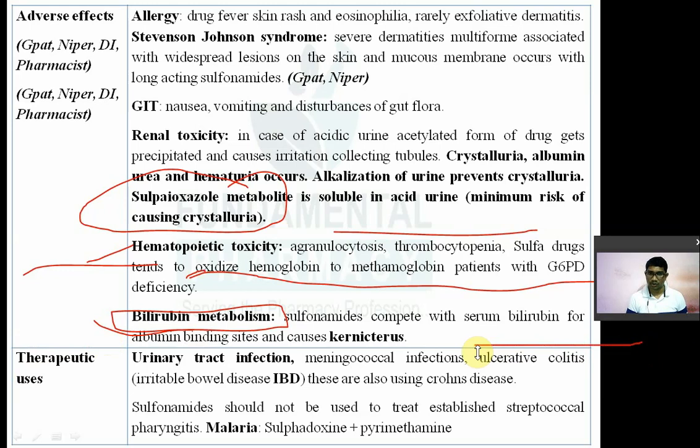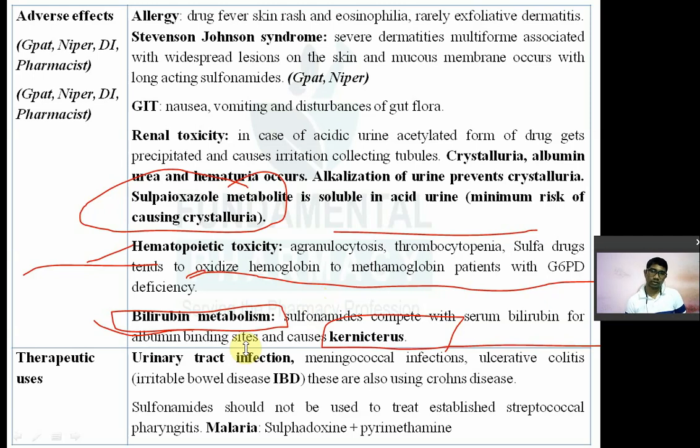It causes kernicterus. I will explain. What happens if a pregnant woman takes sulfonamides, or a pregnant woman is prescribed sulfonamides? As you know, sulfonamides bind to albumin, and bilirubin also binds to albumin. Now sulfonamides have more affinity to albumin than bilirubin. So if you give sulfonamides, it will displace the bilirubin from there. The bilirubin level in your blood will increase.